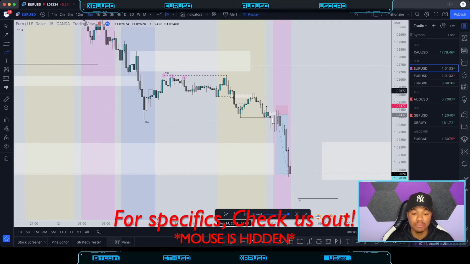Then after that inside bar, we have imbalance that takes place within the market. Now, keep in mind the confluences that I just went over, because I'm going to be breaking down the London trade, which is here on the M5 timeframe, and I'm going to show you guys the exact same confluences and explain to you all why I took this trade here.